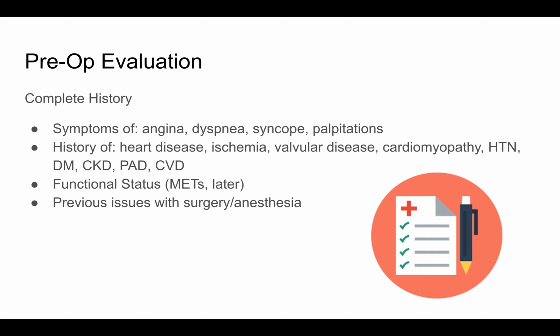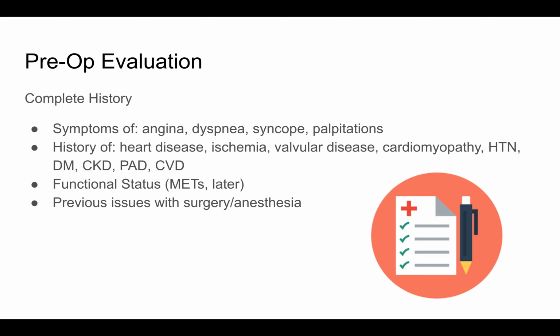So number one, of course, doing a complete history, and then specifically focusing on symptoms of angina, symptoms of dyspnea, syncope, palpitations. Also asking about history of heart disease, ischemia, valvular disease, cardiomyopathy, hypertension, diabetes, chronic kidney disease, peripheral artery disease, and cerebral vascular disease. So a lot of vascular cardiology things that you want them to be looking for in these patients, making sure that there aren't any misdiagnoses that haven't been uncovered yet.